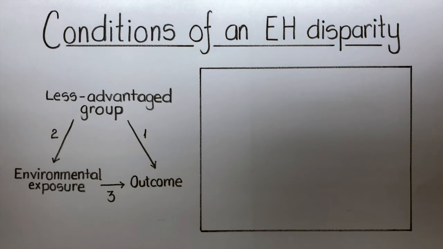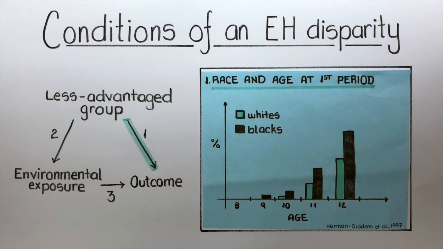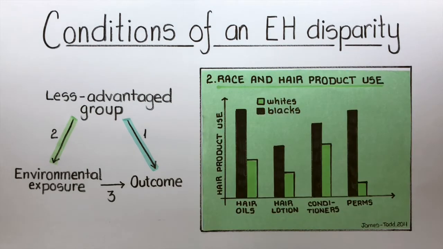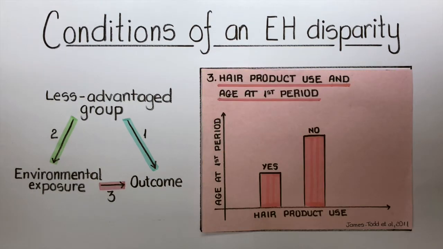Here we will use hair product and age at first period as an example. It is important to note that because we're only comparing blacks to whites, we will be using the term race and not ethnicity. First, we see that there is an association between race and age at first period, as black women tend to menstruate earlier than white women. We also observe that the black population uses more hair products, which is our environmental exposure. Finally, the use of certain hair products has already been associated with earlier age at first period, because some of them contain endocrine disruptors.